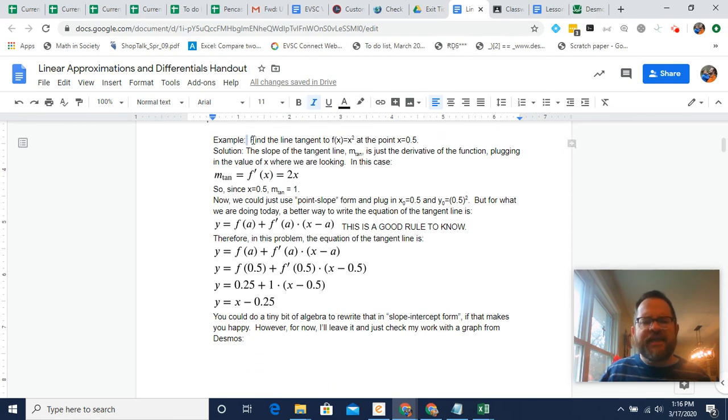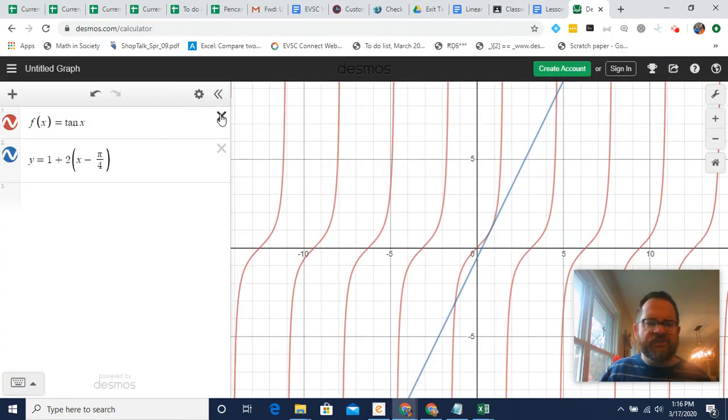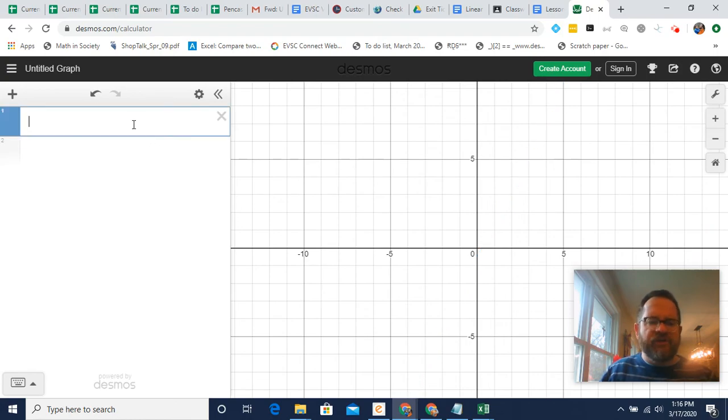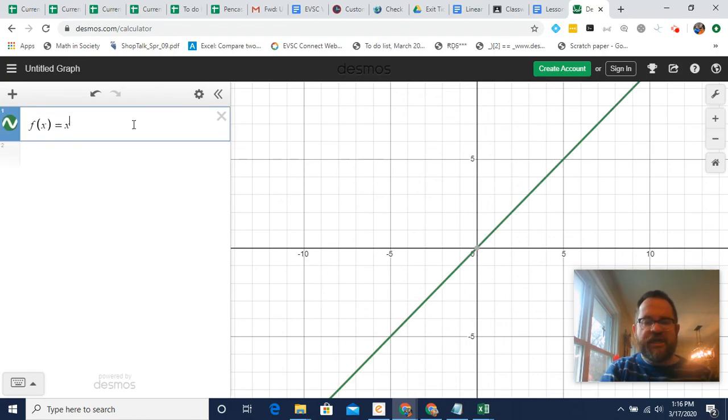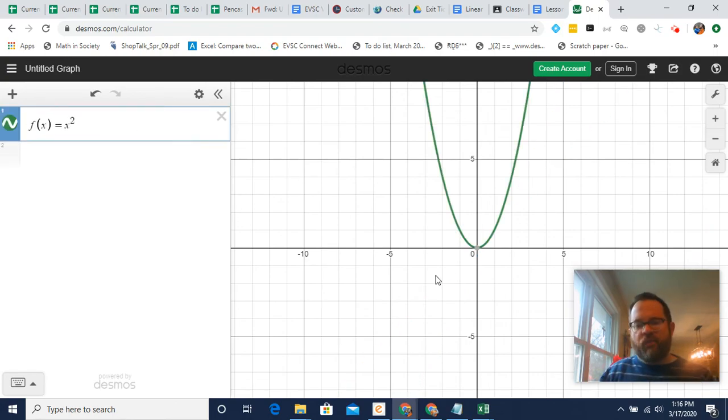Now, in the example here, I'm saying find the line tangent to this simple function, f of x is x squared, at the point where x is equal to 0.5. Let's bring up Desmos and make sure we understand what's going on here. The function that we're plotting is f of x equals x squared. And we want to make a tangent line to that at the place where x is equal to 0.5, down here.